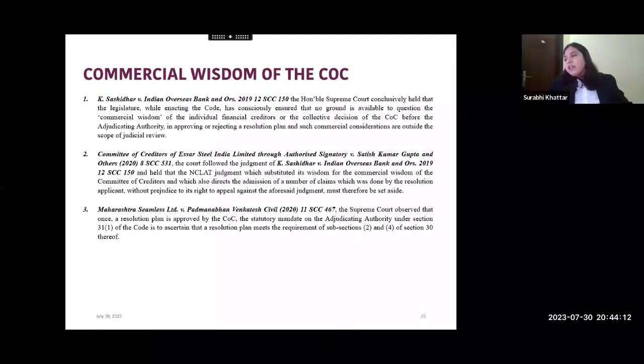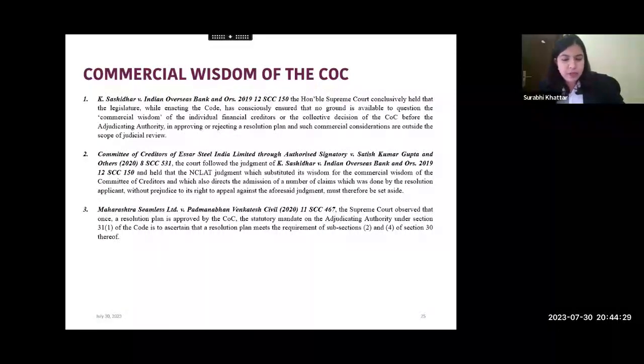In fact, the first important judgment on this is K. Shashidhar, which is on your screen right now. Supreme Court strongly upheld the commercial wisdom of COC and also said that judicial review of commercial wisdom of COC is not possible. The same principle has been upheld in a multitude of judgments, in Maharashtra Seamless, in various judgments.